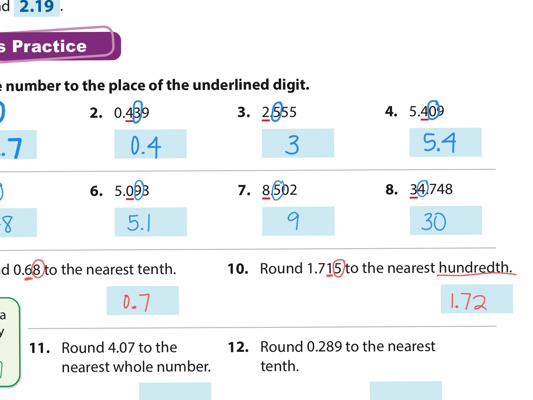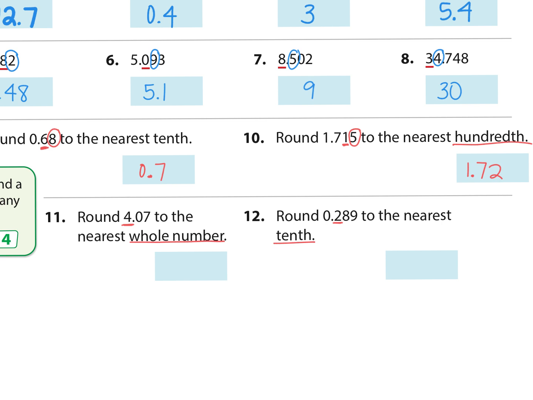Okay, y'all try 11 and 12 with your tables. Underline the digit it's telling you, and then circle the judge to the right on 11. Did you guys underline the 4 in number 11? That's the whole number, so we're rounding that digit. You should underline the 4.